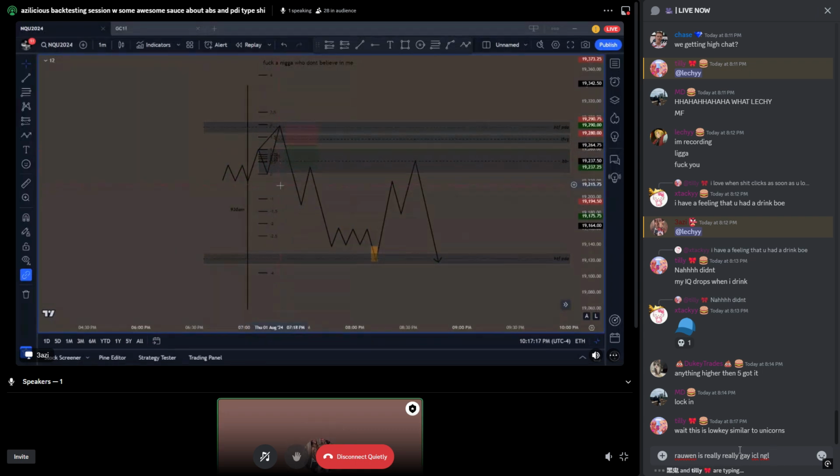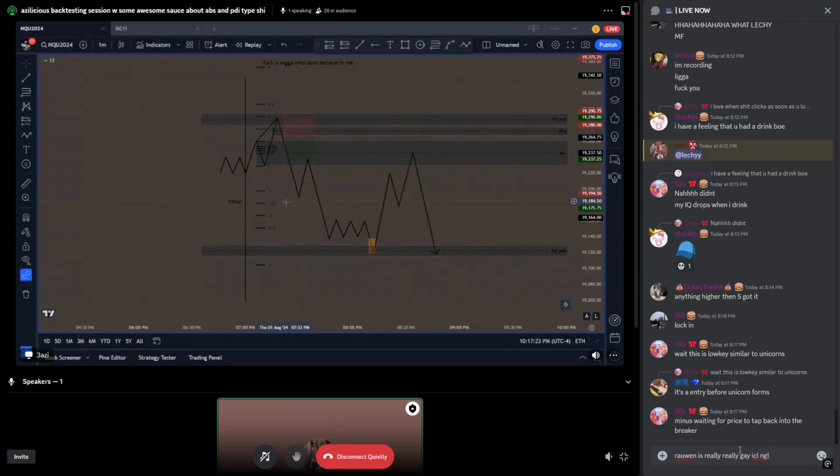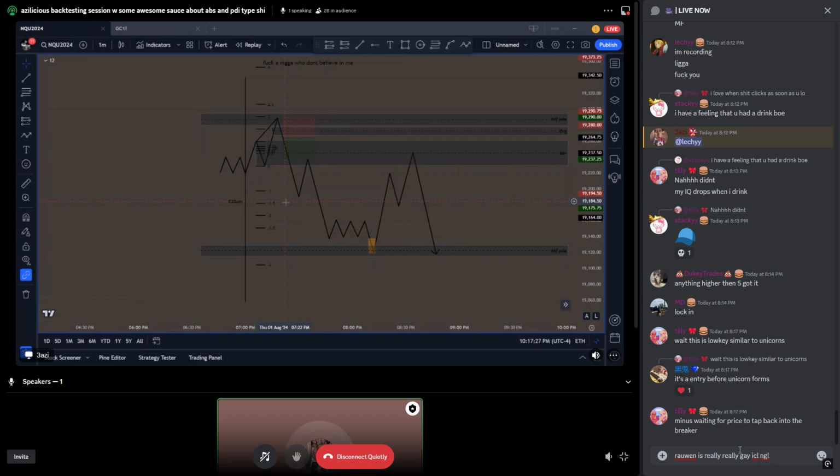What you can do as well is not target the fib levels. You can target other high time frame PDAs, for example, an unfilled 15-minute one, a breaker block that is on the lower side, equal highs, equal lows, Asia highs, Asia lows, lunch highs, lunch lows, previous day's highs, previous day's lows.